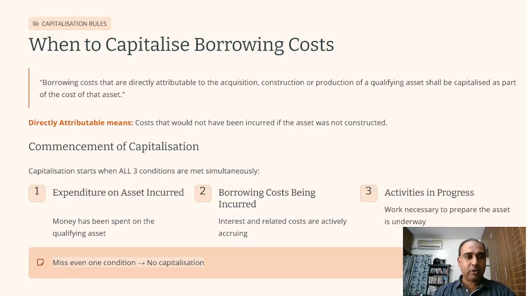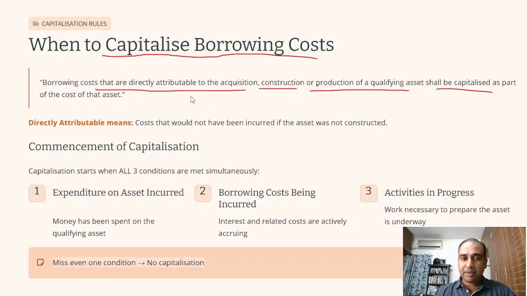When to capitalize borrowing cost. So far we have discussed what is borrowing cost and what is a qualifying asset. This is another very important part of the standard: when to capitalize borrowing cost. Three conditions are given in the standard. Borrowing costs that are directly attributable to the acquisition, construction or production of a qualifying asset shall be capitalized as part of the cost of the asset.